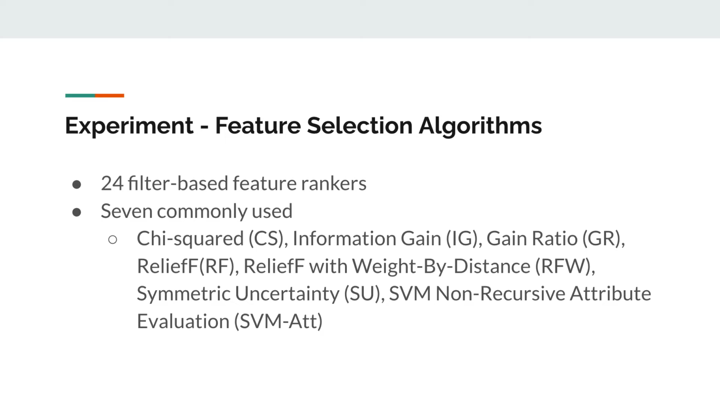Feature ranker means that the feature selection algorithm produces a ranking of all the features, and the researcher can decide however many highest ranking features to include in the analysis. So among the 24 filter-based rankers, 7 are commonly used, including chi-squared, information gain, gain ratio, ReliefF with weight by distance, symmetric uncertainty, and SVM non-recursive attribute evaluation.